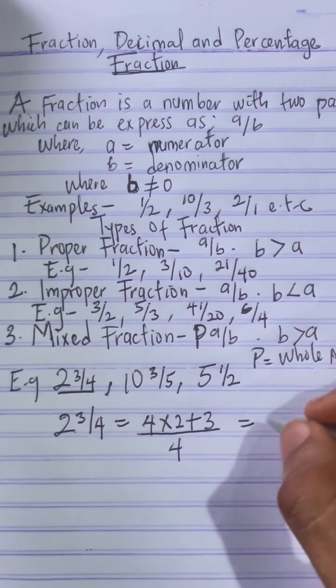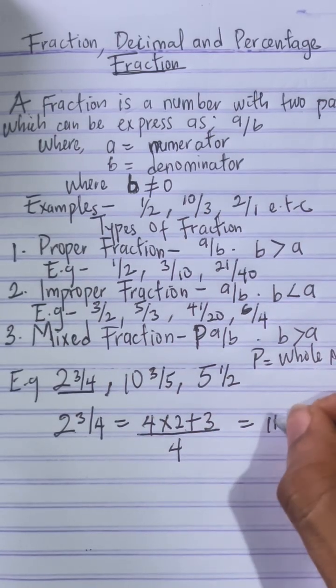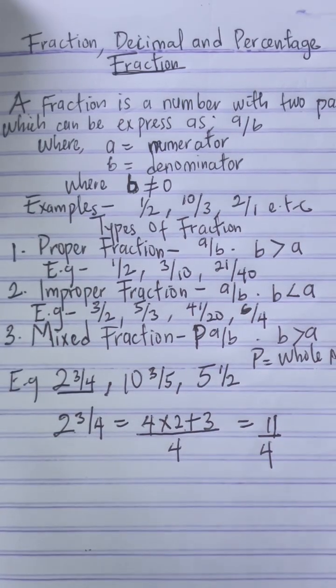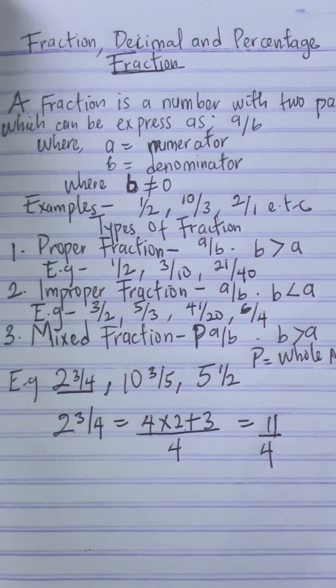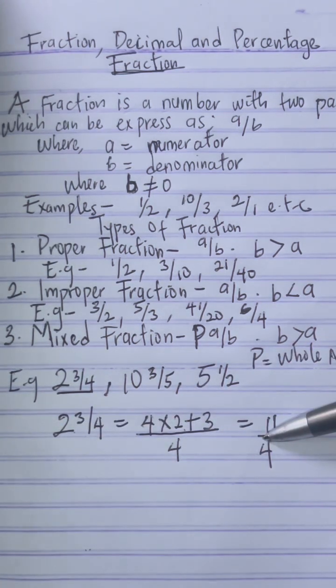So 4 times 2 is what? 8, right? 8 plus 3, that is 11 over 4. You see that now? So this mixed fraction in terms of improper fraction is what? 11 over what? Over 4.